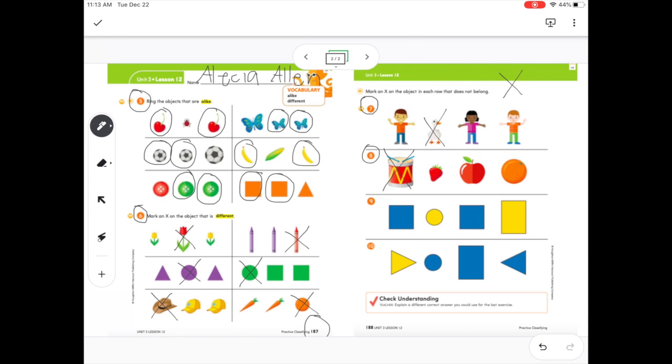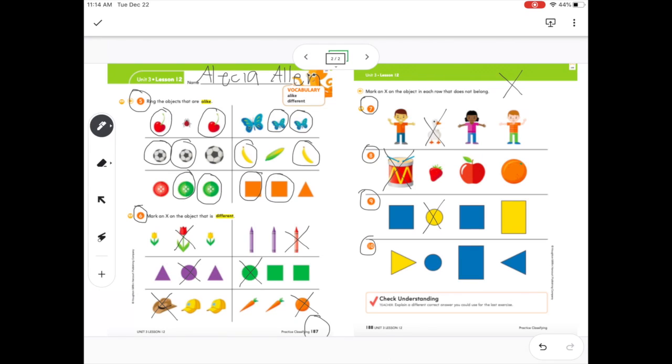Now, friends, these last two are going to be a little bit tricky. I need you to use your big, strong brain. In row number 9, which thing do you think is different? I see that the square has 4 sides and 4 corners. I see that the circle has no sides and no corners. This square has 4 sides and 4 corners. And this rectangle has 4 sides and 4 corners. I think in my big, strong brain that my heart is telling me the circle is the one that is different. So I'm going to put an X on it.